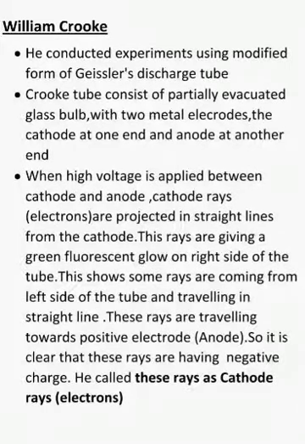But after applying high voltage, a green fluorescent patch is seen on the right side of the tube. That indicates some rays are coming from the left side of the tube and travel in a straight line. These rays are traveling towards the positive electrode. This positive electrode is otherwise known as the anode. So the rays have negative charge. He called these rays cathode rays, otherwise known as electrons.